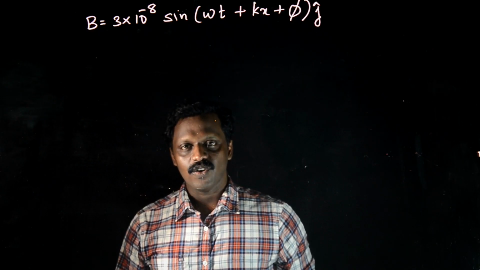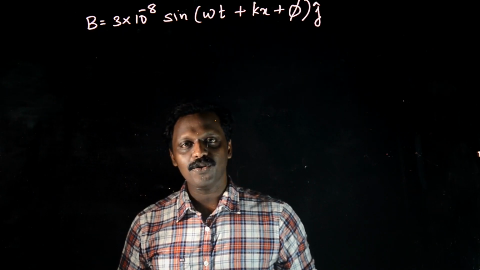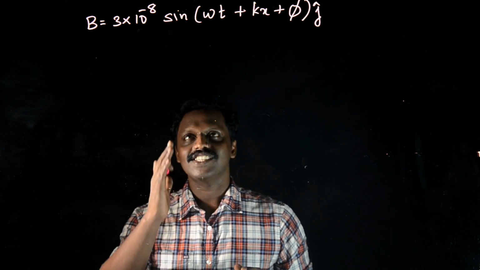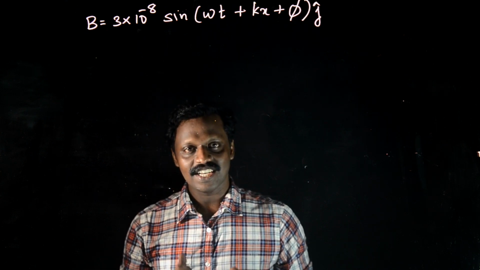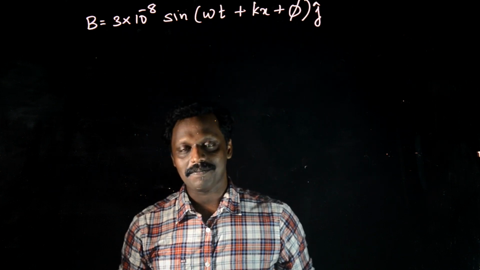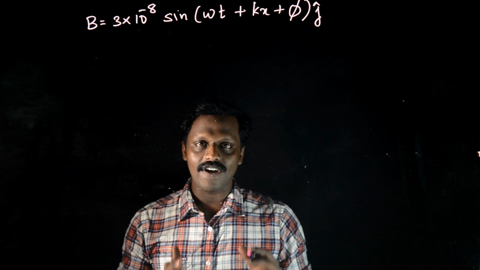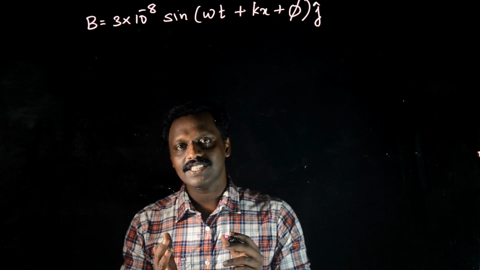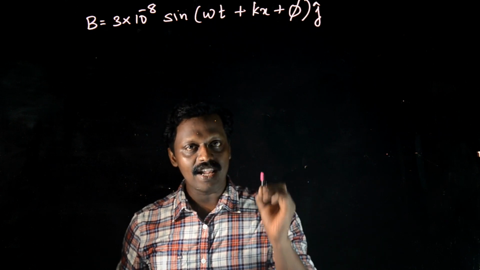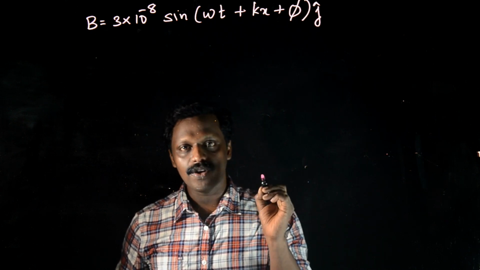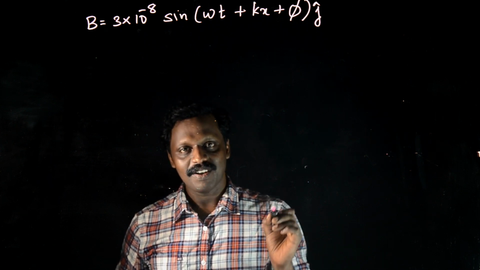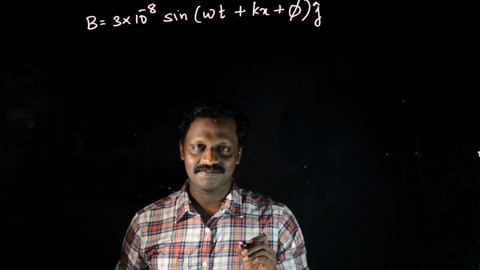In this question, we are having the magnitude of the magnetic field of an electromagnetic wave as 3 into 10 raised to minus 8 sine(omega t plus kx plus phi) j cap. Now we have to find the corresponding electric field associated. So in an electromagnetic wave, we know that electric and magnetic field vectors are oscillating in mutually perpendicular directions.